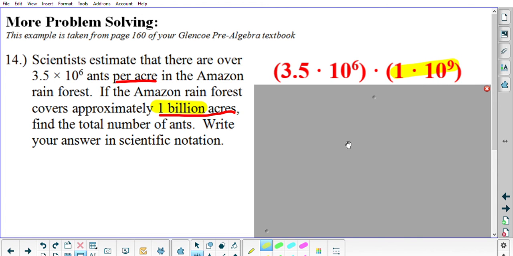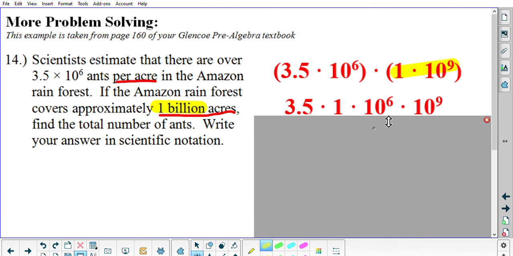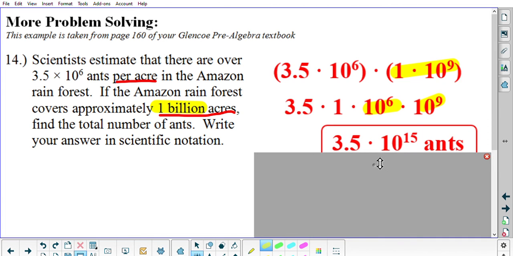Now, do I really even need the 1? No, I don't really. I could have just said that 1 billion was just 10 to the 9th. And then 10 to the 9th times 10 to the 6th, you would add the exponents. Of course, 3.5 times 1 is 3.5. So again, I don't really know why I even bothered putting the 1. To be quite honest with you, it really wasn't worth my time. But 10 to the 6th times 10 to the 9th is 10 to the 15th. And cool, this answer is already in scientific notation for us because 3.5 is a number between 1 and 10. So there you go. That's the answer to this problem.